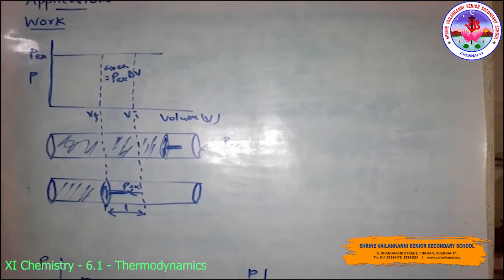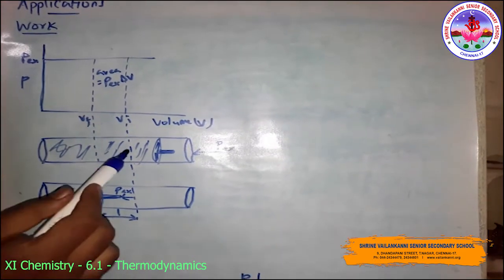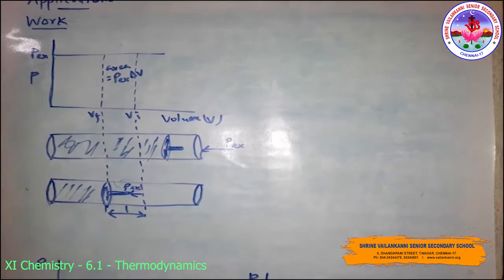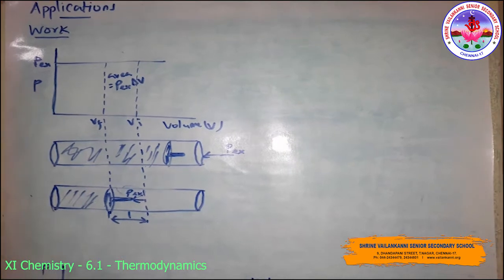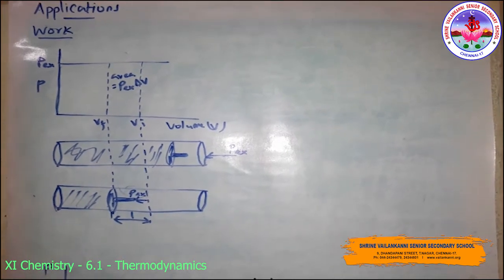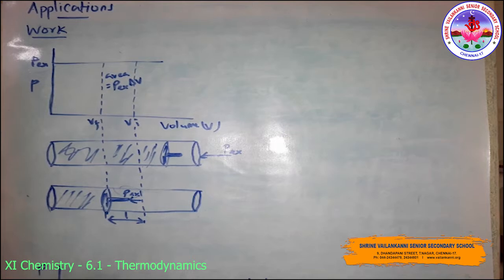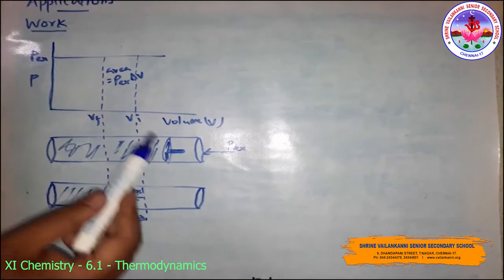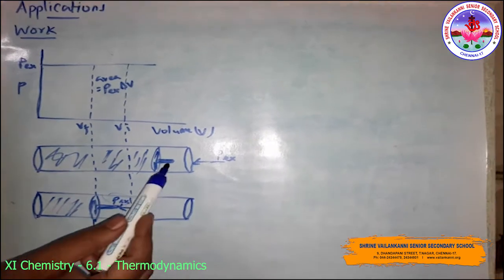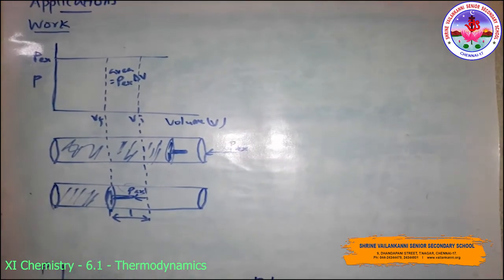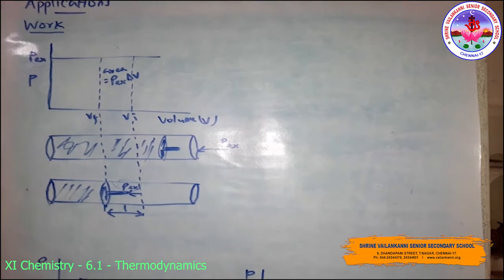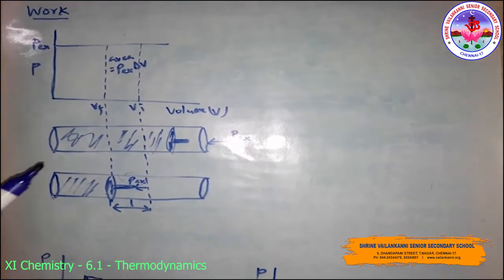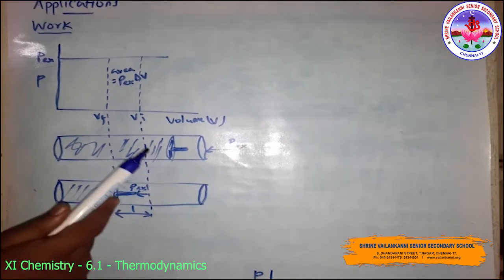If the external pressure, P external, is greater than the pressure of the gas, the piston is moved inward. It moves inward till the pressure inside becomes equal to the external pressure. So this is the diagram of work done on an ideal gas in a cylinder when it is compressed by a constant external pressure.